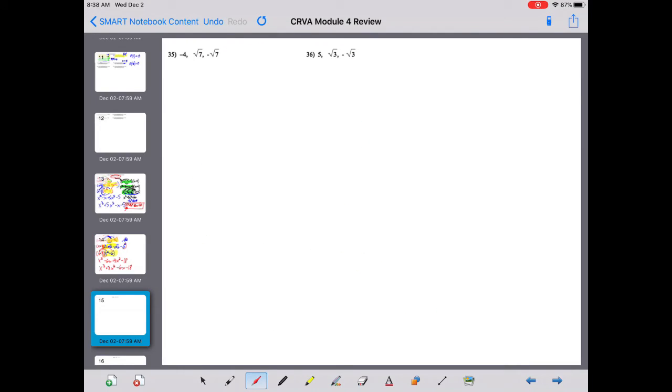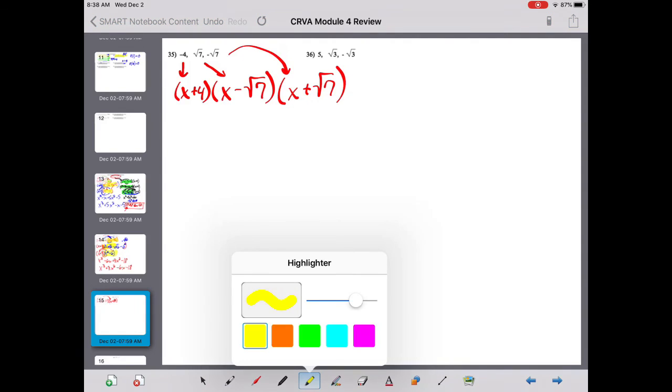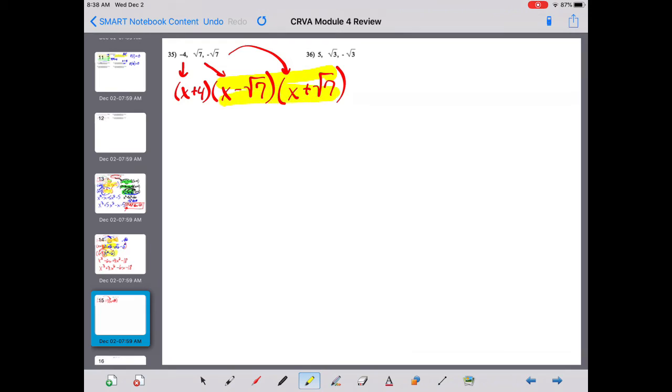Let's try number 35. So if this is a 0, it comes from the factor x plus 4. If the square root of 7 is a 0, it comes from the factor x minus the square root of 7. And if negative square root of 7 is a 0, it comes from the factor x plus the square root of 7. Those are conjugates. Let's multiply them together first.